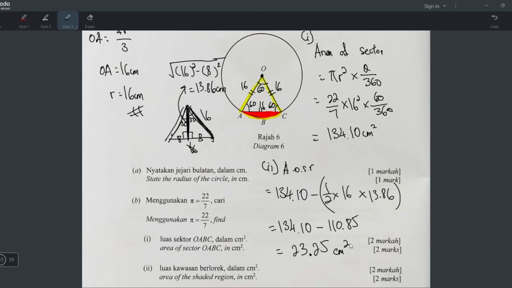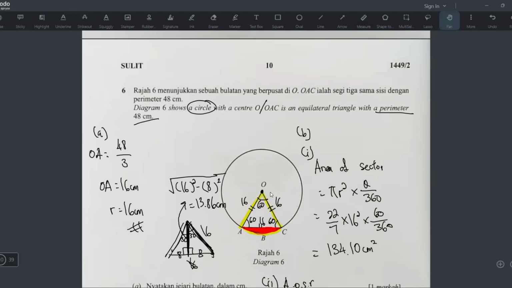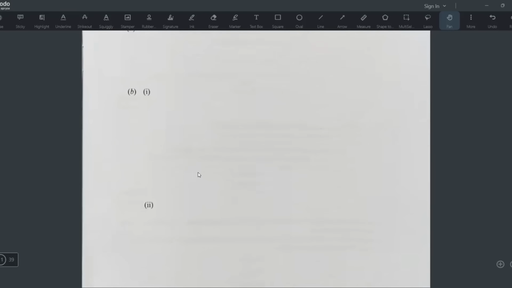All right. So I think that's all for this question. How many marks? 1 mark, 2 marks, 2 marks. So 5 marks for this. All right. Not too bad. That's all.